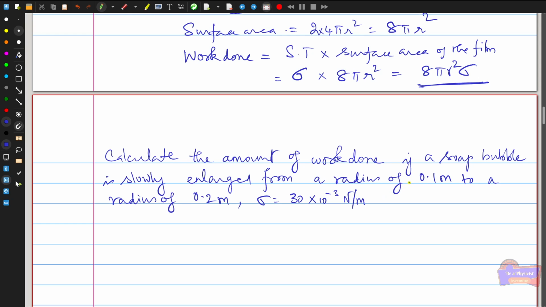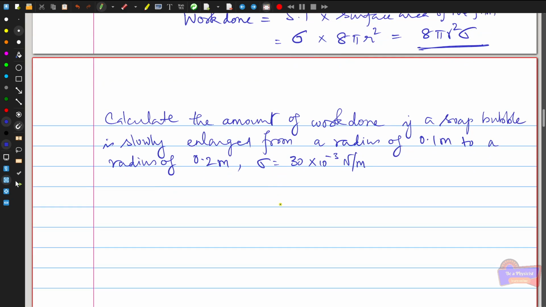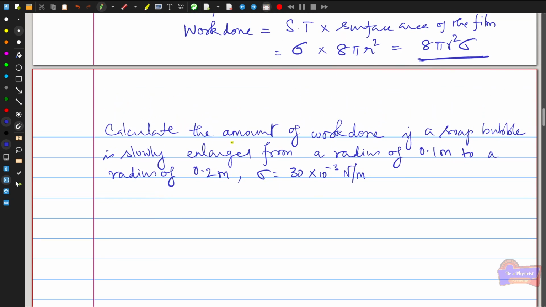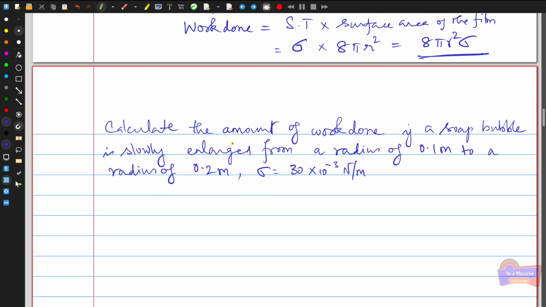And suppose you consider a soap bubble which is slowly enlarged from a radius of 0.1 meter to a radius of 0.2 meters. You have to calculate the work done to blow the bubble from a radius of 0.1 to 0.2 meters. Consider the surface tension of the soap liquid as 30 into 10 power minus 3 Newton per meter. Then we first have to find the increase in the surface area.